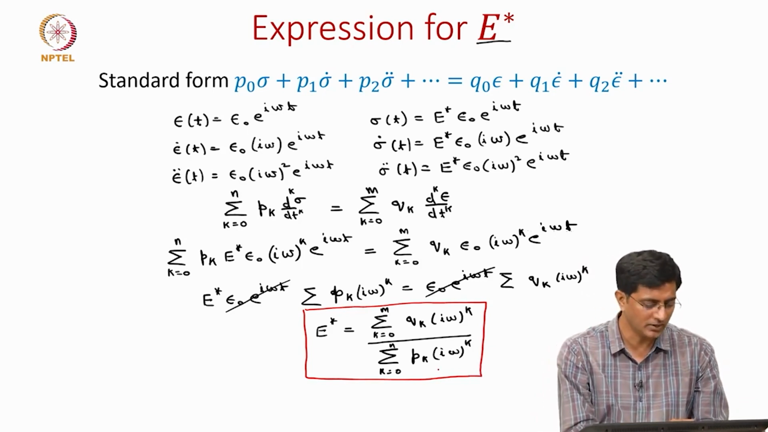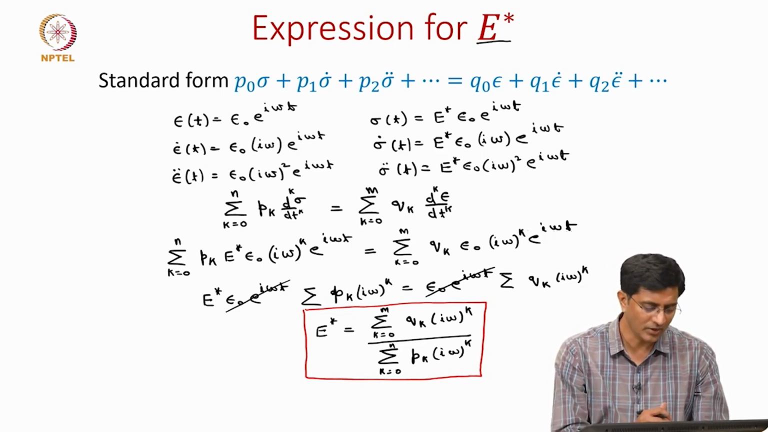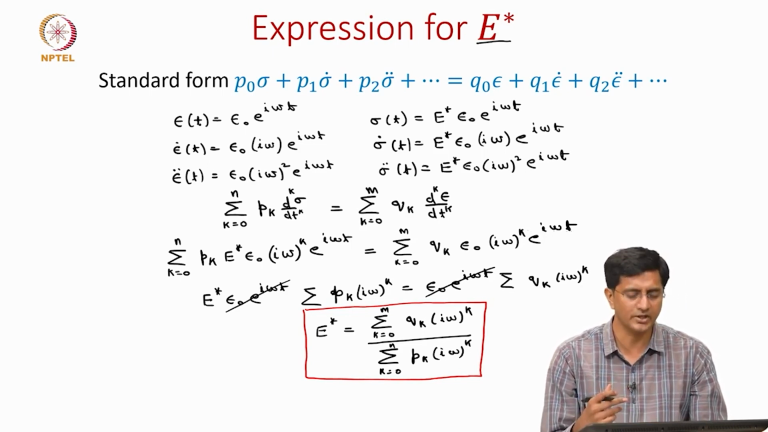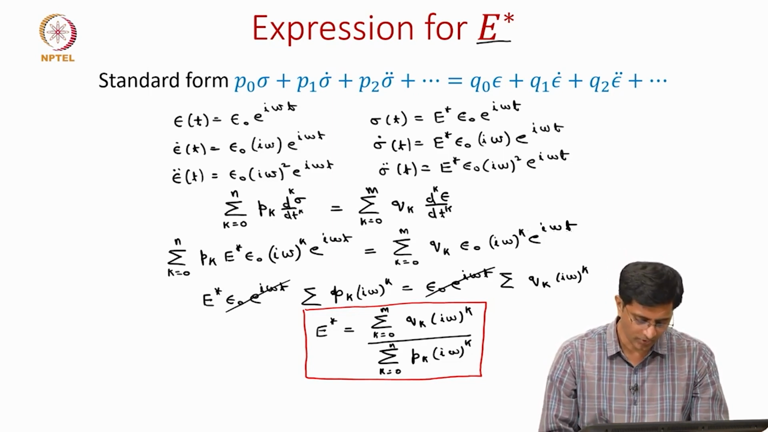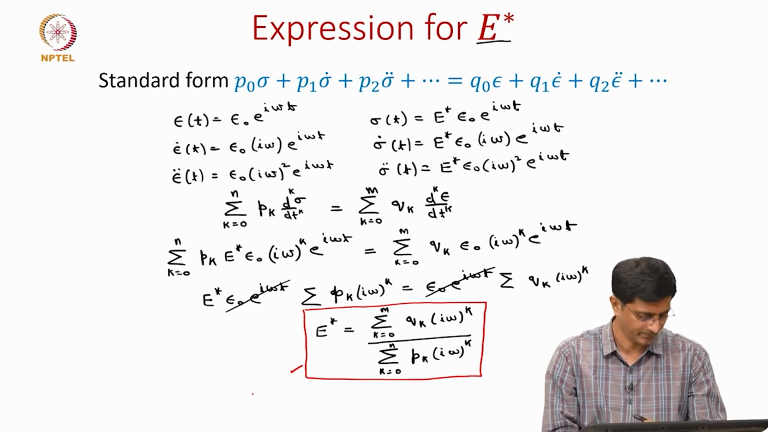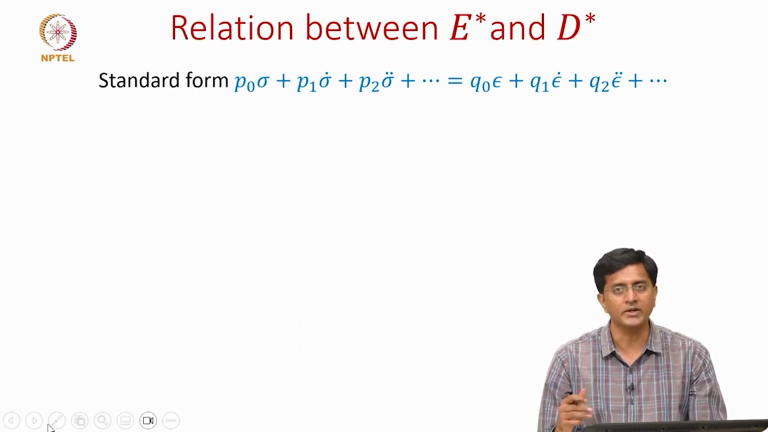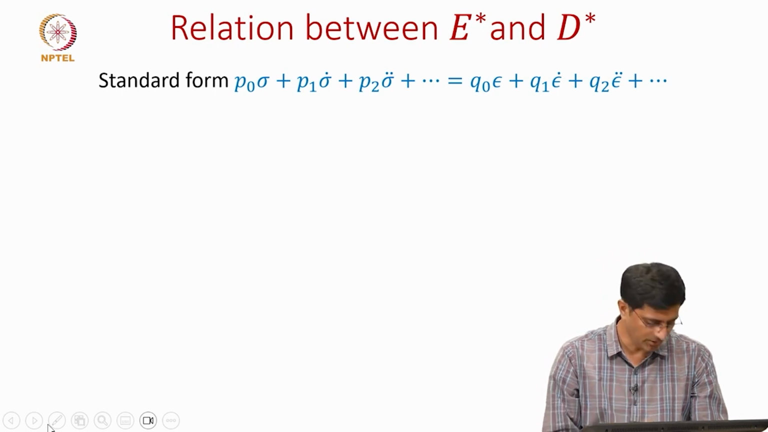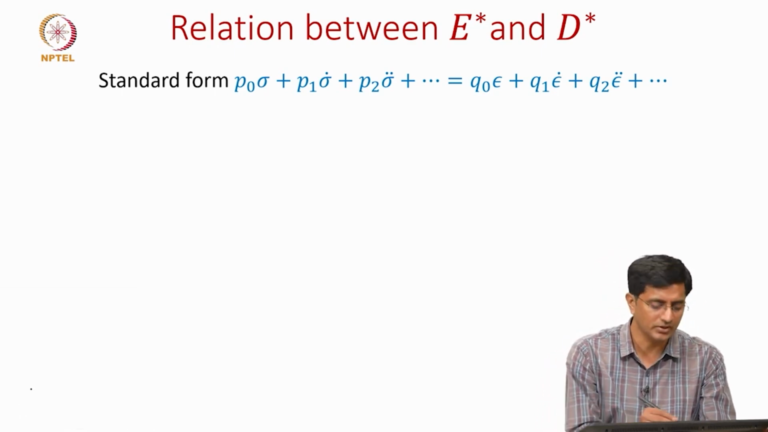We started with the strain input in terms of the exponential and wrote the stress output, and then we have seen what is the pattern we are getting for the derivatives. Once we substitute that in the standard form, we are able to come with this expression for the complex modulus. Now, for the complex compliance, we can follow the same procedure. The only difference will be, here we will start with stress input.